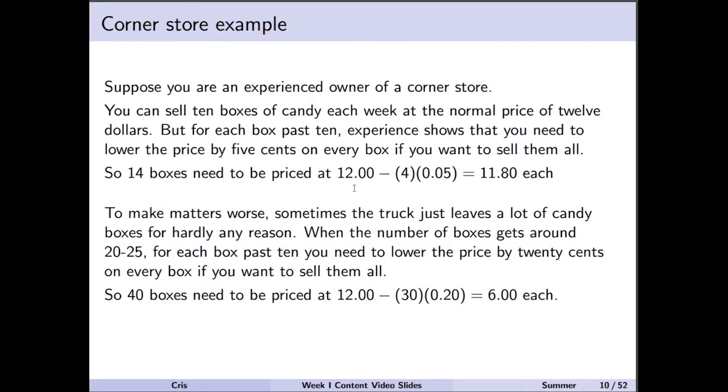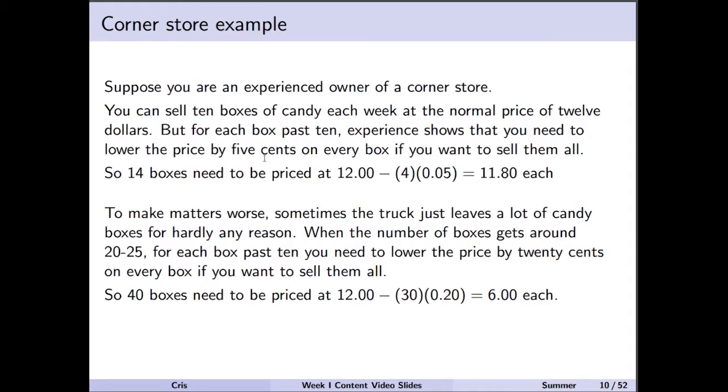Each week, you put 10 boxes of candy on the shelf at $12 a piece, and you sell them all. They're gone. Next week, you put 10 more boxes of candy. But if you have more than 10 boxes of candy, your experience shows you that you need to lower the price by 5 cents for every box past 10 if you want to sell them all. And you do want to sell them all. You want them all off your shelf.